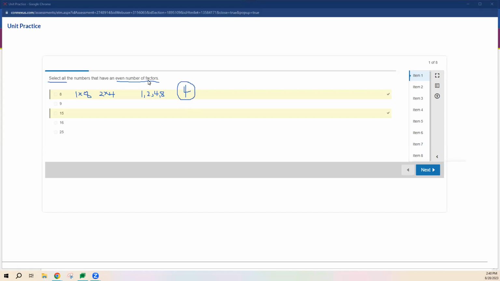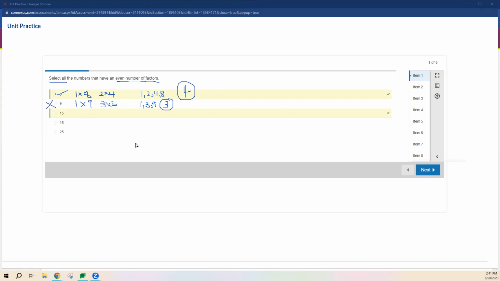Is 4 an even number? Because that's what my question's asking me. Is 4 an even number? Yes, it is. So I'm going to check off 8. I'm going to do the same thing for 9. I can do 1 times 9. And I can do 3 times 3. All right. But when I list my factors, remember, I don't have to list 3 twice. I just list 1, 3, and 9. So this one only has 3 factors. Is 3 an even number? No. So that's not an answer choice.